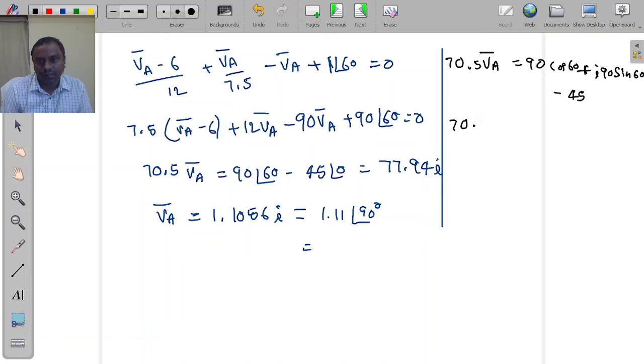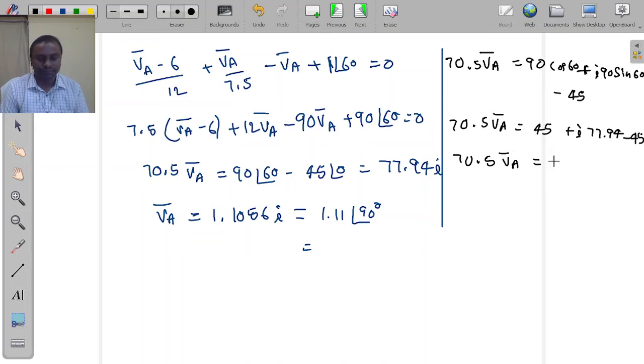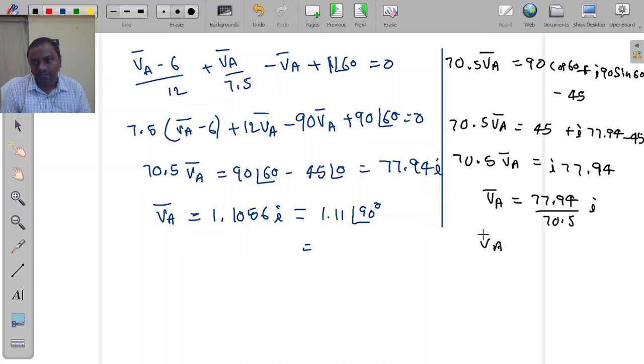From this, 70.5 VA equal to 45 plus j into 77.94 minus 45. So 70.5 VA will become j into 77.94. From this VA will become 77.94 divided by 70.5 into j. VA will become 1.11 j or 1.11 angle 90 degrees. That is what we have.